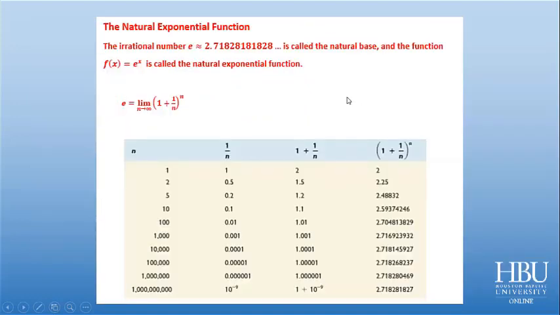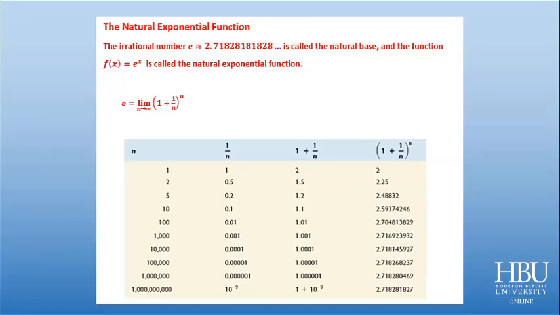We want to talk about another base, the base e. This is called the natural exponential function. e is an irrational number. Its decimal approximation is approximately 2.71828, and it goes on forever without repeating. It's called the natural base.